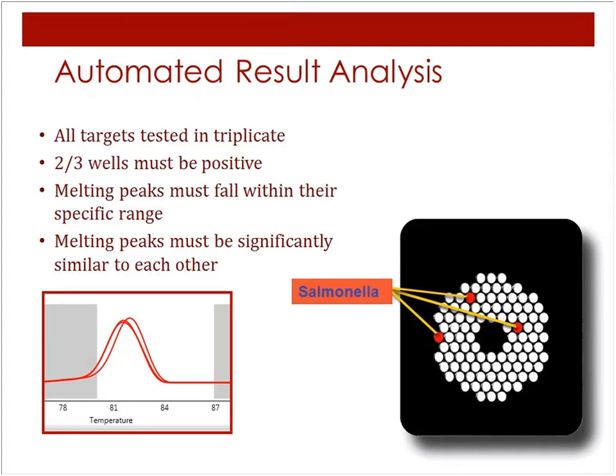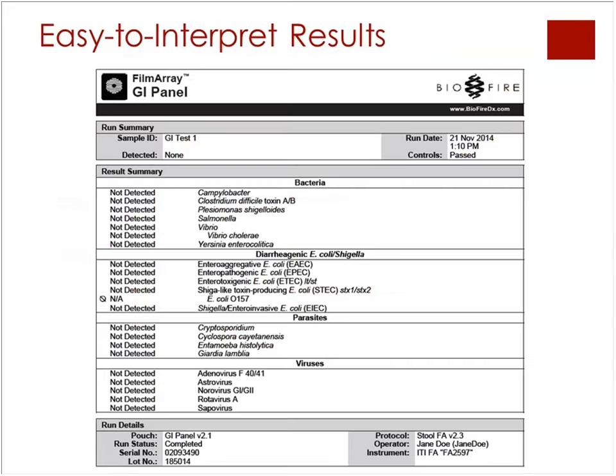So this really allows for very high specificity and also high sensitivity, as these melt peak characteristics are sequence specific, and it also allows you to detect these melt peaks even in the absence of an amplification curve. And then finally, with regards to interpretation, you get a very simple report that is generated, and you either see a detected versus not detected on each target.